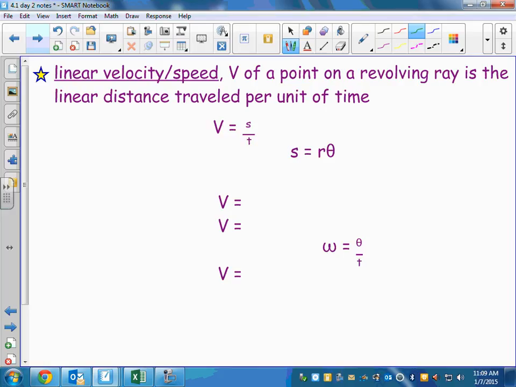So the book says that linear velocity is equal to arc length over time. That's what S represents, if you remember that first page. And so then I like to remind you, well, arc length is just the radius times theta. So we could substitute here and say R times theta over time. That's the same thing.